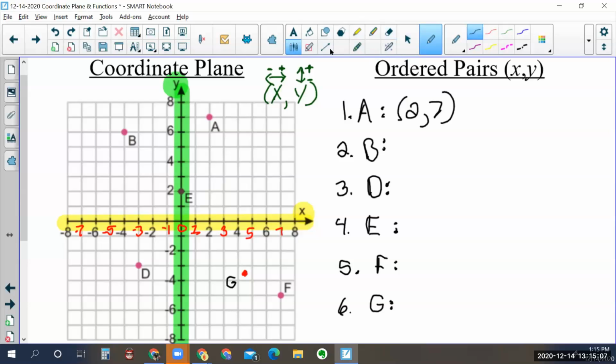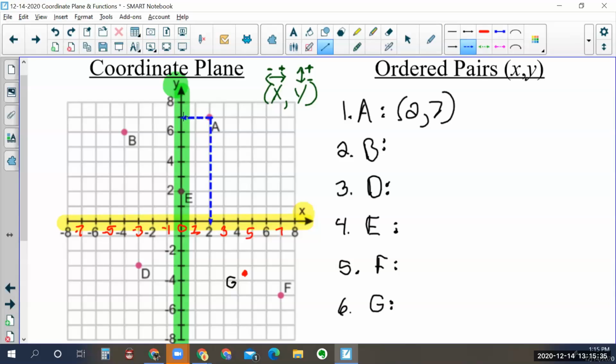Another very helpful way to do it, besides counting like that, is just to see, all right, if I want my x value, what is my point even with on the x-axis? So I can simply do that, and clearly A is even with the number 2 on the x-axis. And then for the y value, well, what number on this y-axis is my point even with?